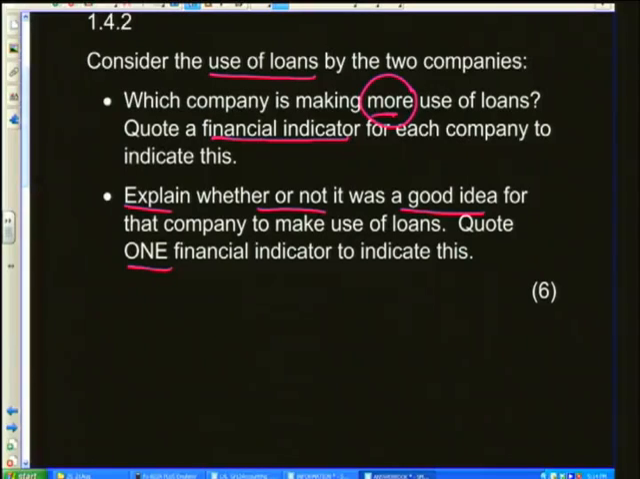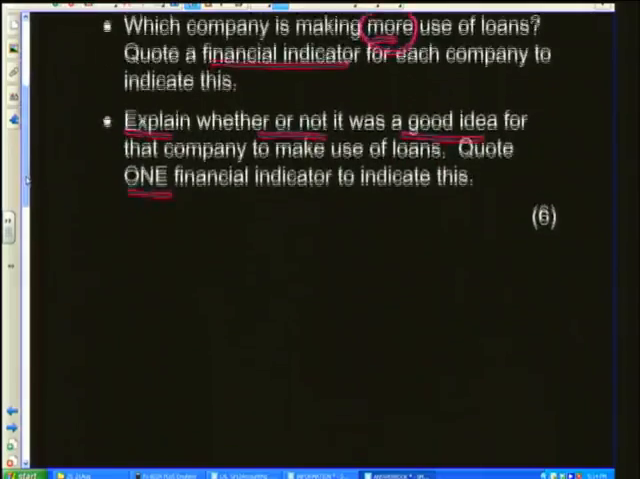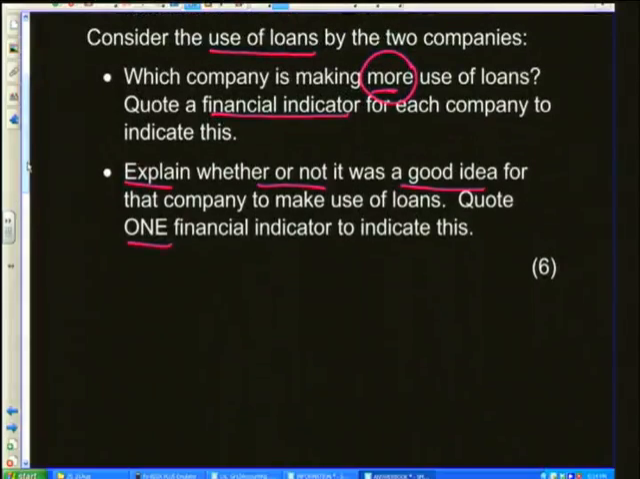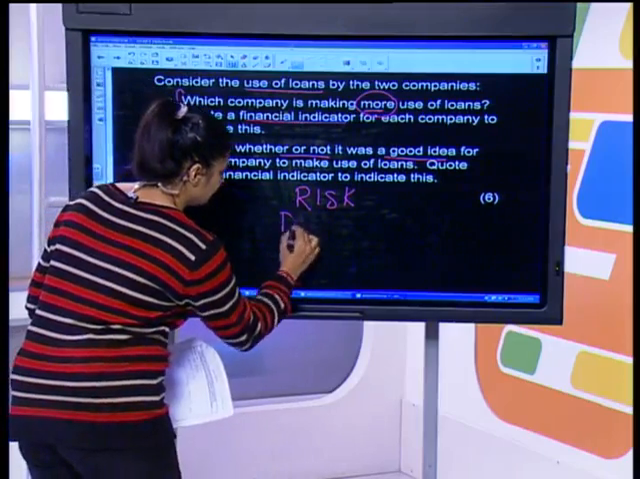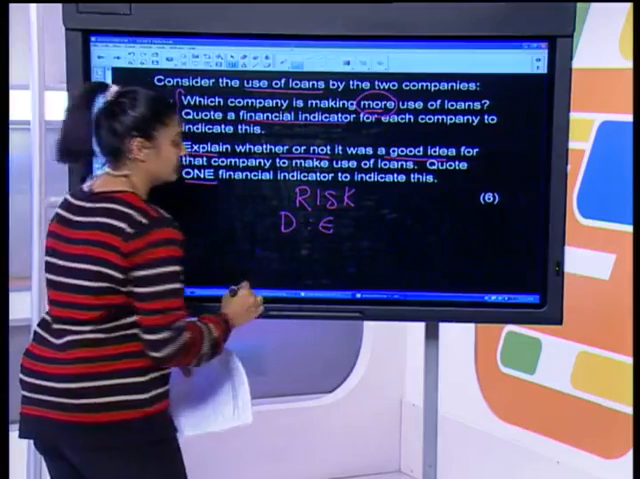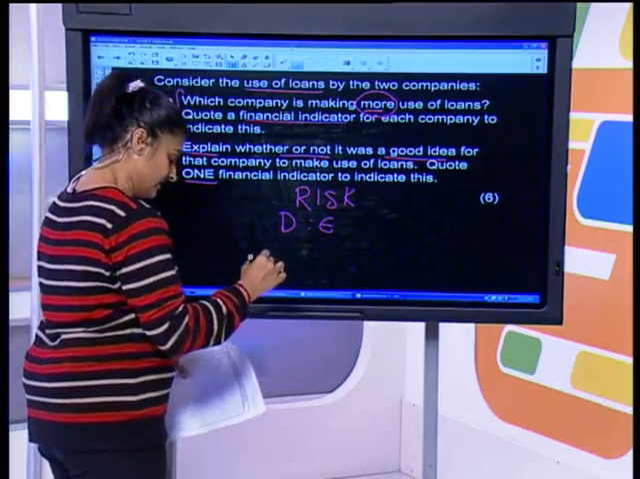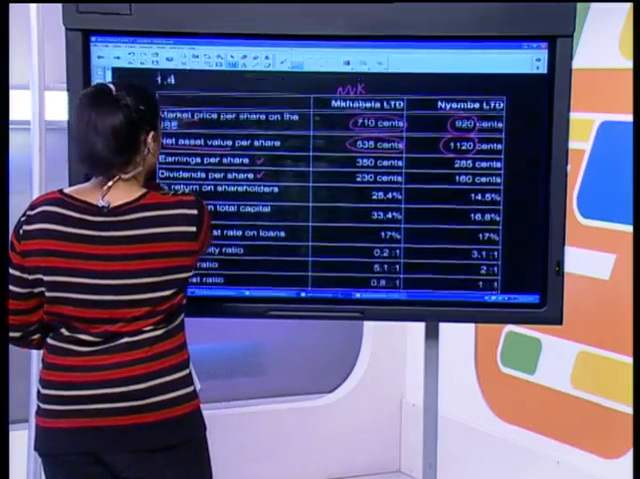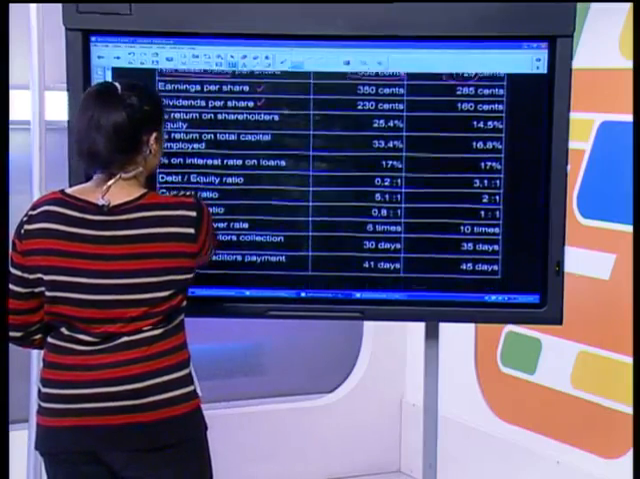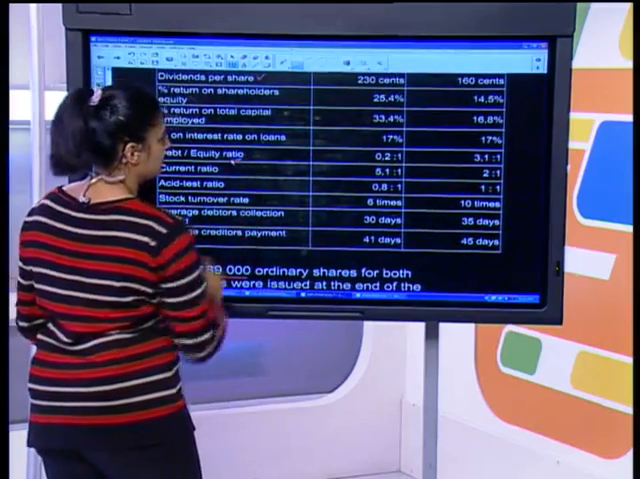Okay, right, so let's look at which ratios are going to firstly help us to answer the first part of this question. Okay, guys, we're obviously looking at risk. And when we talk about risk, we are comparing our own capital to borrowed capital. So immediately the ratio that comes to mind is your debt equity ratio. So if we go to our information, okay, so we're looking at the debt equity ratio. There we go. There's our debt equity ratio.